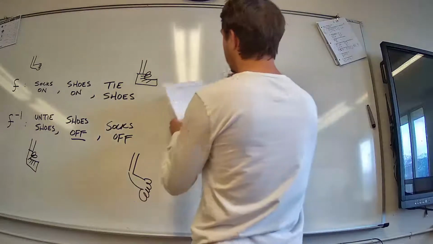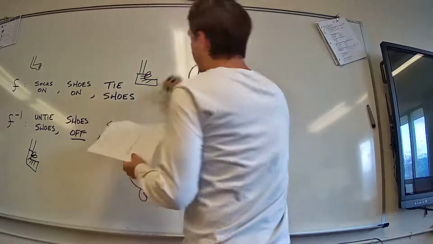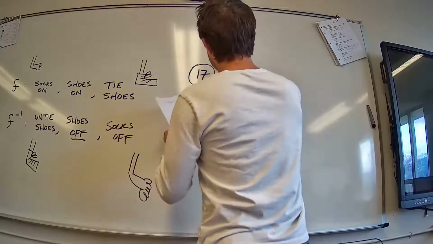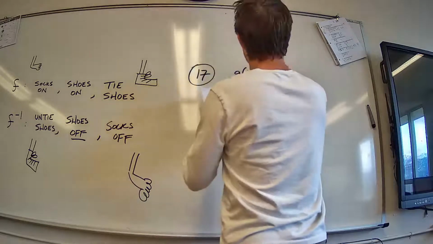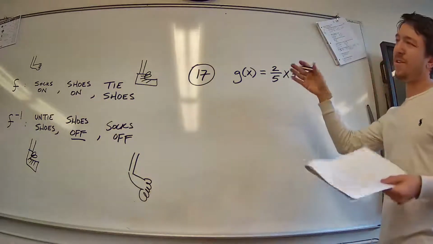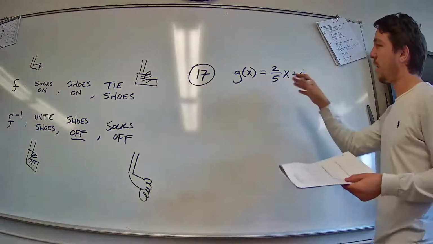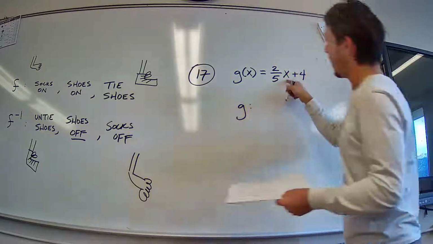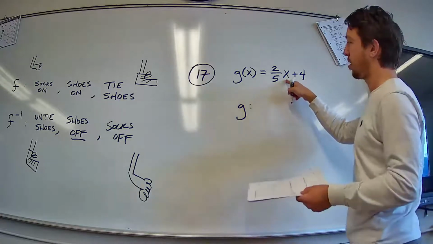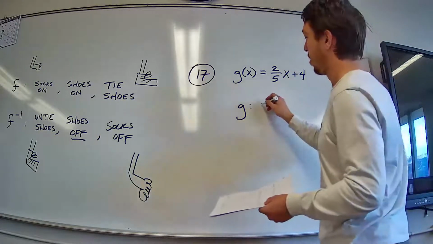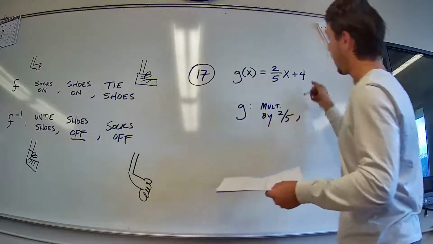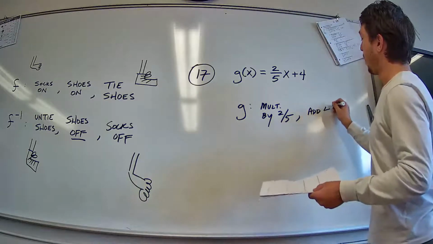Bootstraps. Yep. Okay. So for 17, the point I'm trying to make here is when you look at these, you can say g of x equals 2/5 times x plus 4. You don't have to write this part down, just listen. What's the first thing that happens to the input if you plug an input in here? Times by 2. You multiply by 2/5, and then you add 4.